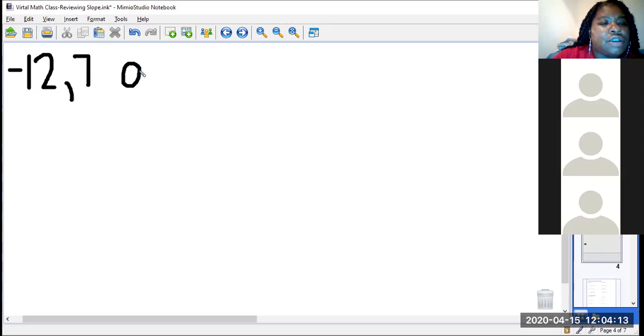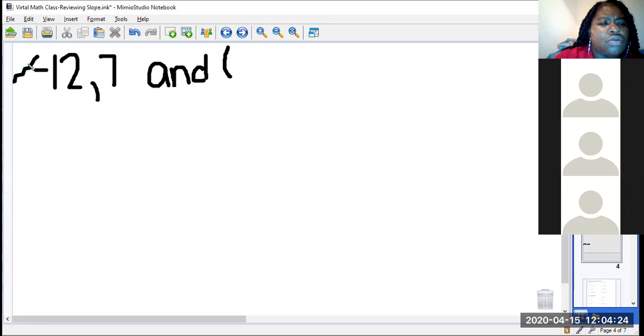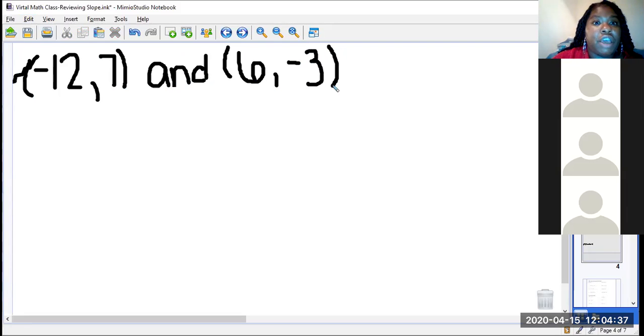I want you to find the slope of these two coordinates. Okay. And for the people that are watching this playback, you do it too. I'll give y'all a moment to do this. Talk amongst yourselves, or you can put yourselves on mute if you need to concentrate.